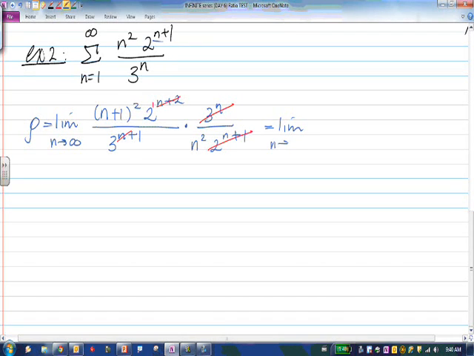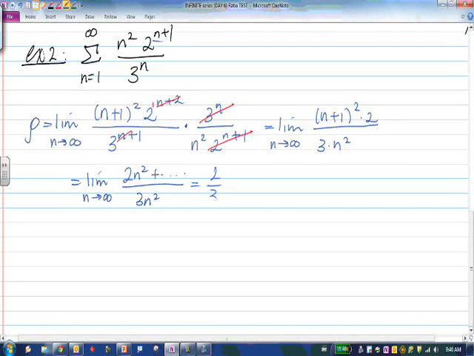So what does our limit look like? It looks like the limit as n approaches infinity. On the top I have n plus 1 squared, and I have a 2 left. On the bottom I have a 3 left and an n squared. Since it's a simple polynomial, I can make an approximation. If I FOIL at the top, I have 2n squared plus some stuff. On the bottom I have 3n squared. So this limit is 2/3, which is still less than 1. So what that tells me is the series converges by the ratio test.